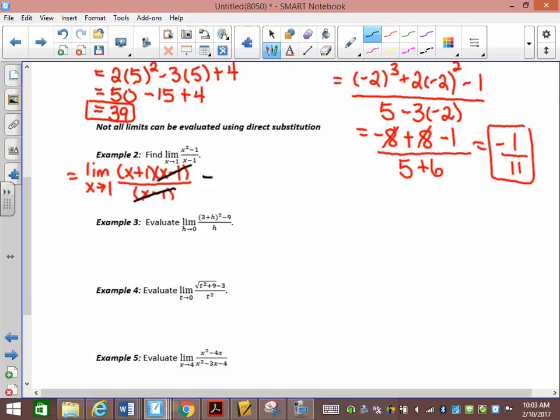So we're going to get 1 plus 1. The moment when you can actually substitute in, the limit as x approaches 1 goes away because we don't need that anymore. That's just telling us what to substitute in. The moment we substitute it in, that limit word and the x and the arrow and the 1 go away. We don't need them anymore.